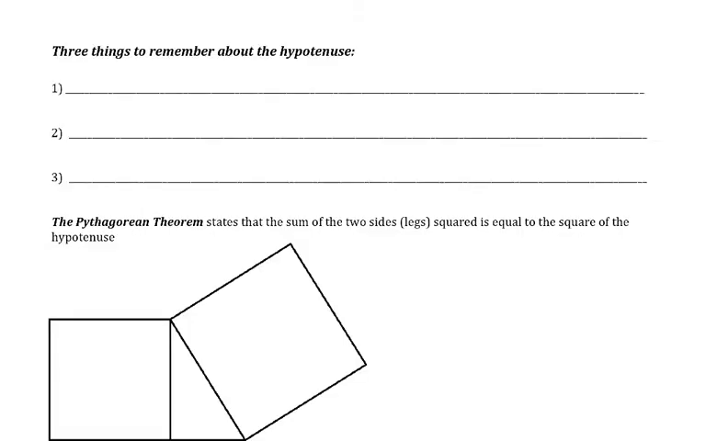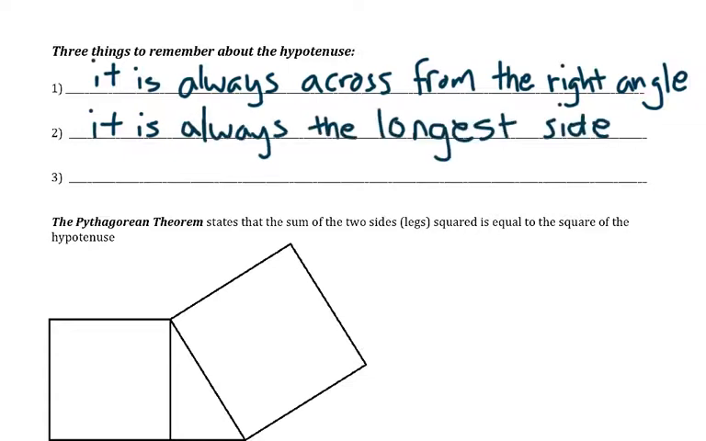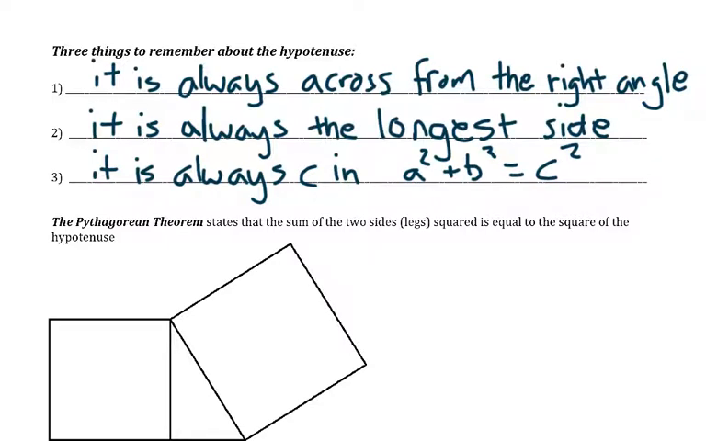So there's three things to remember about the hypotenuse. The first thing is that it is always across from the right angle. Second, it is always the longest side. And third, it is always c in a squared plus b squared equals c squared.